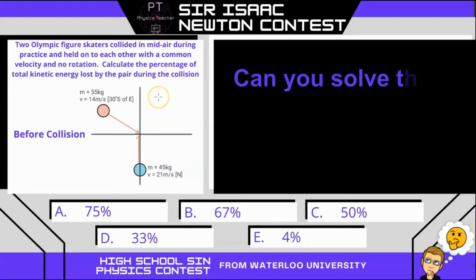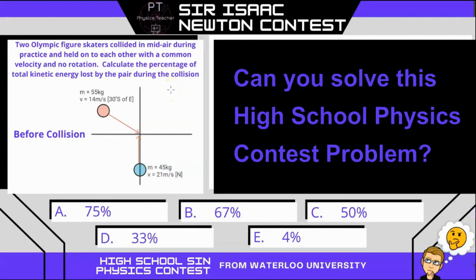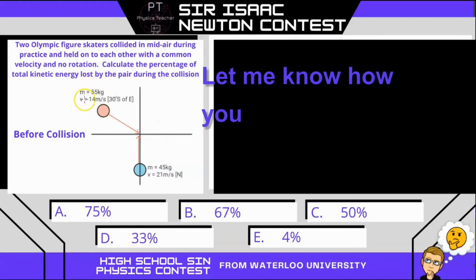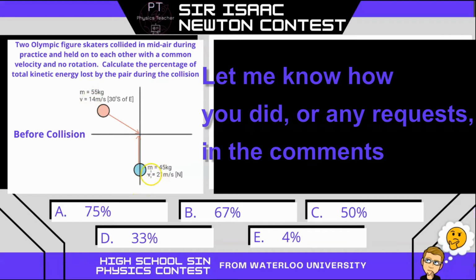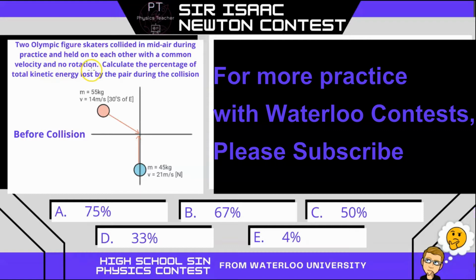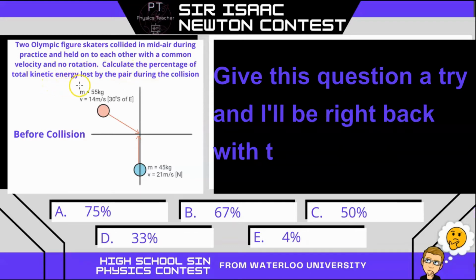This is a grade 12 physics contest called the Sir Isaac Newton Contest, and this is a question that involves both energy and momentum. In this question, we have two Olympic figure skaters, each with a respective mass and velocity, heading towards each other and then colliding mid-air. When they collide, they hold on to each other and therefore end up with a common velocity and no rotation. You need to calculate the percentage of total kinetic energy lost by the pair during the collision. Give it a try and I'll be right back with the solution.